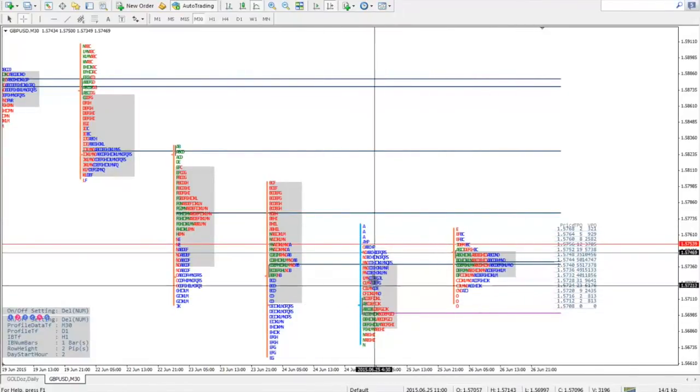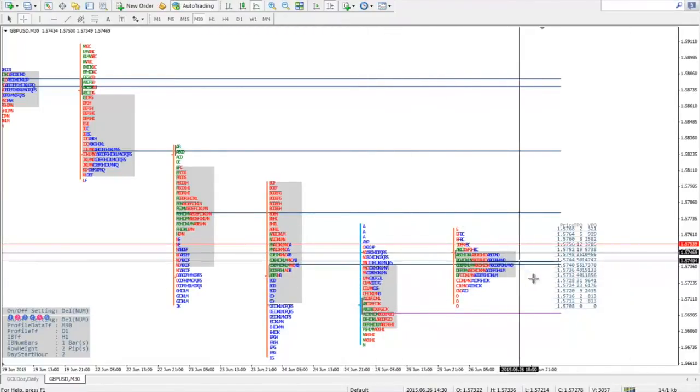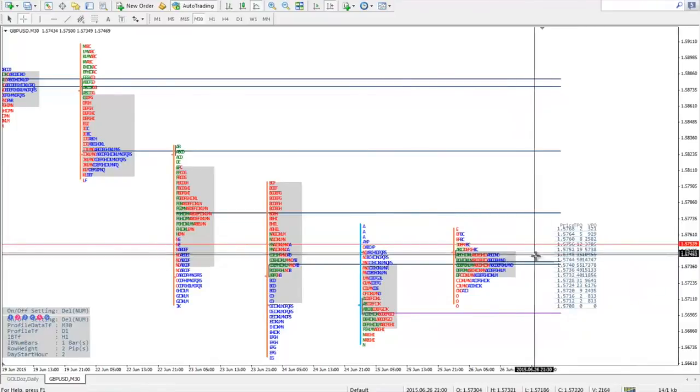So the key is that at this point in time, the value areas are beginning to strongly overlap. So the reality is that we'll have to see how Monday goes.